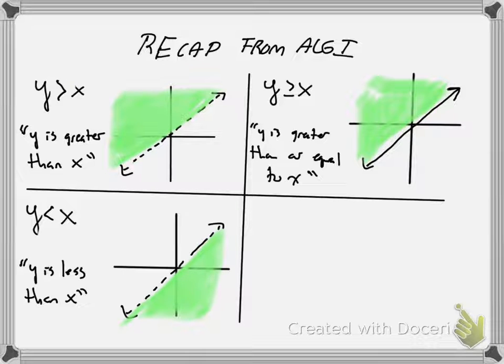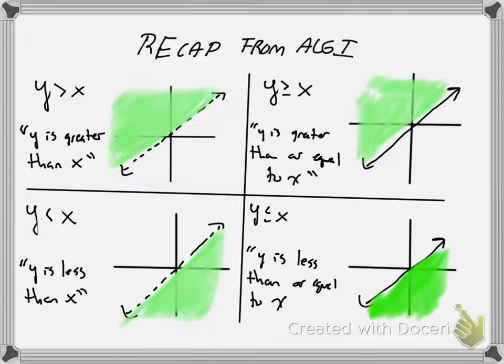Next, we see y is greater than or equal to x. So I want everything greater than x, so I shade above. I also want to include the line, so I make it a solid line. Finally, I have y is less than or equal to x. So I want to shade below, and I want to make a solid line because I want to include x.